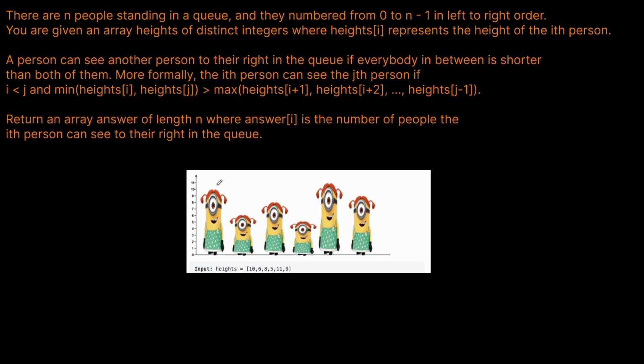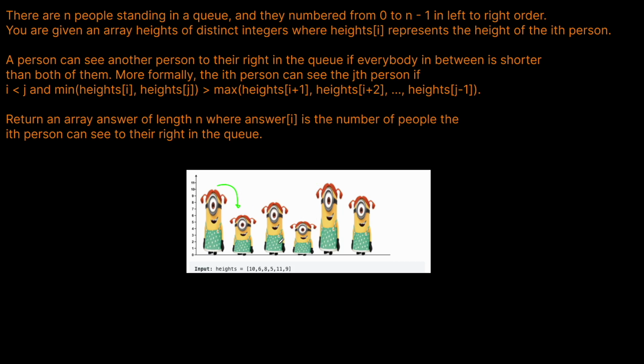So in this one, we can see that the first person can see this minion and this minion. The reason they can't see this one, even though they're taller than them, technically, is that this minion here is blocking their view. We can reference the formal definition. We can only see this person if everyone between this person and this person is actually shorter than both of them. That's not the case here, so that's why we can't see this person. But it makes sense, right? This guy is blocking the sight line.